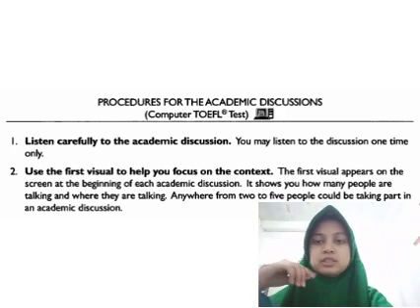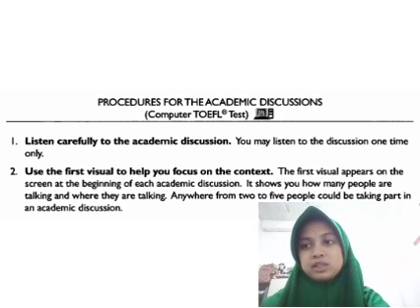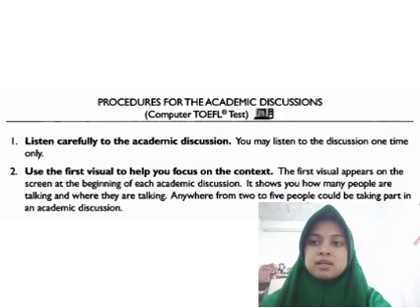So the first procedure is to listen carefully to the academic discussion. You may listen to the discussion one time only. Second, use the first visual to help you focus on the context. The first visual appears on the screen at the beginning of each academic discussion. It shows you how many people are talking and where they are talking. Anywhere from 2 to 5 people could be taking part in an academic discussion.